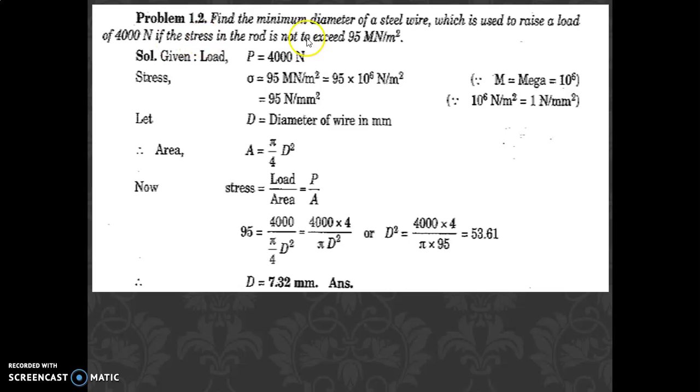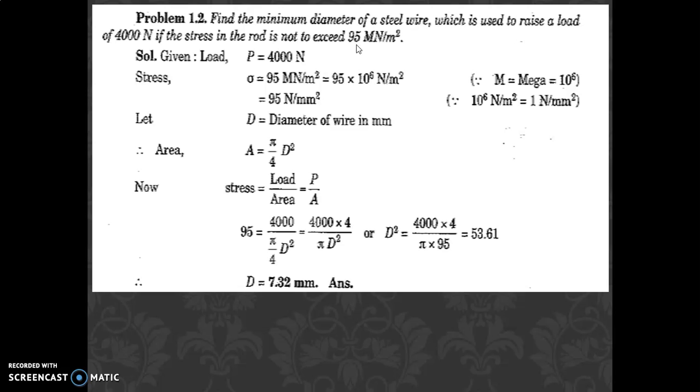Stress in the rod, the value is provided to us: 95 mega Newton per meter square. Newton per meter square we have already studied in case of stress, that Newton per meter square is nothing but Pascal. So mega Newton per meter square indicates mega Pascal. 95 mega Newton per meter square is nothing but 95 megapascal. Is it okay? So the value of stress is provided, sigma is equal to 95 megapascal.